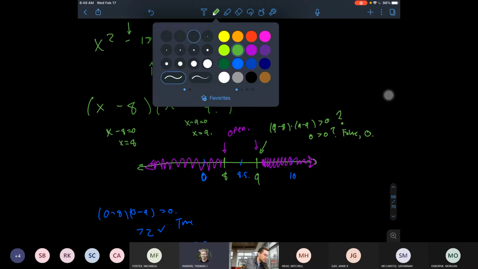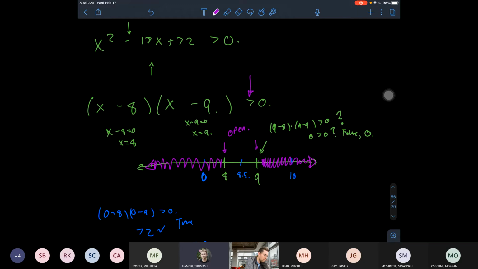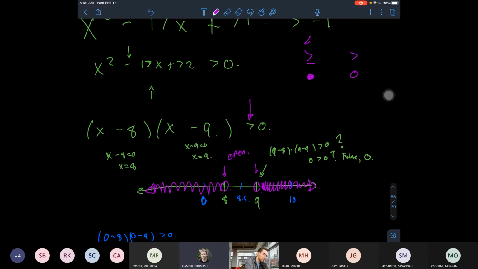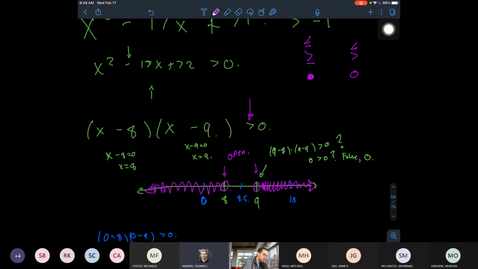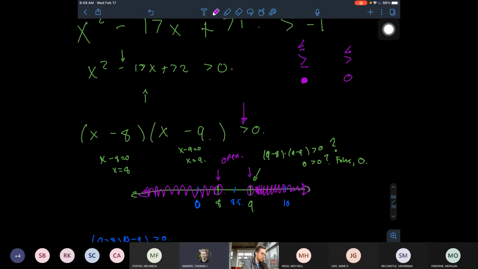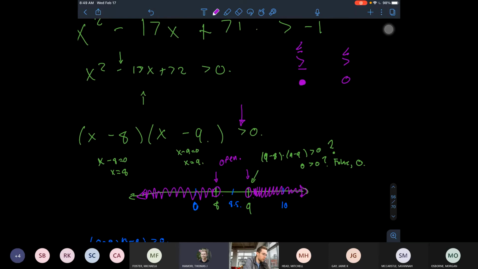So we don't fill in those dots there. When we see a greater than or equal to sign, we should be thinking closed dot. When we see a greater than sign, we should be thinking open dot. The same goes for less than or equal to, and less than. So these are the signs that go with the closed dot and the signs that go with an open dot.